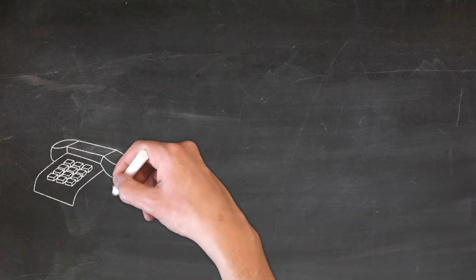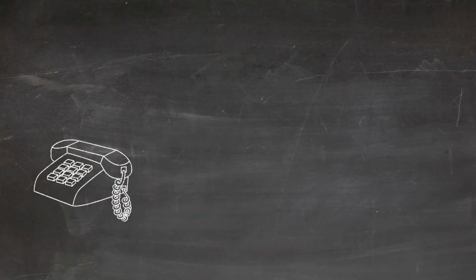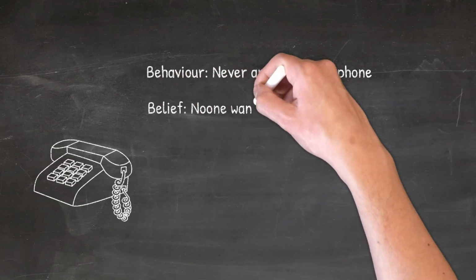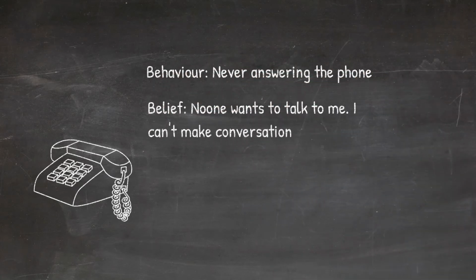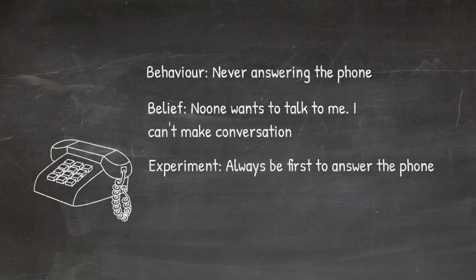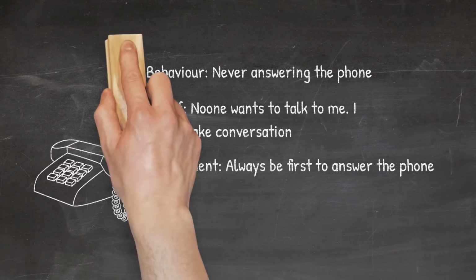If your avoidance behavior is never answering the phone, it might be caused by the belief that no one wants to talk to you or that you can't make conversation. A useful experiment would be every time the phone rings, make sure it's you that answers it. See if anyone talks to you, or do they just immediately ask for someone else in your household. You may need to do this for a couple of weeks before you get used to it.